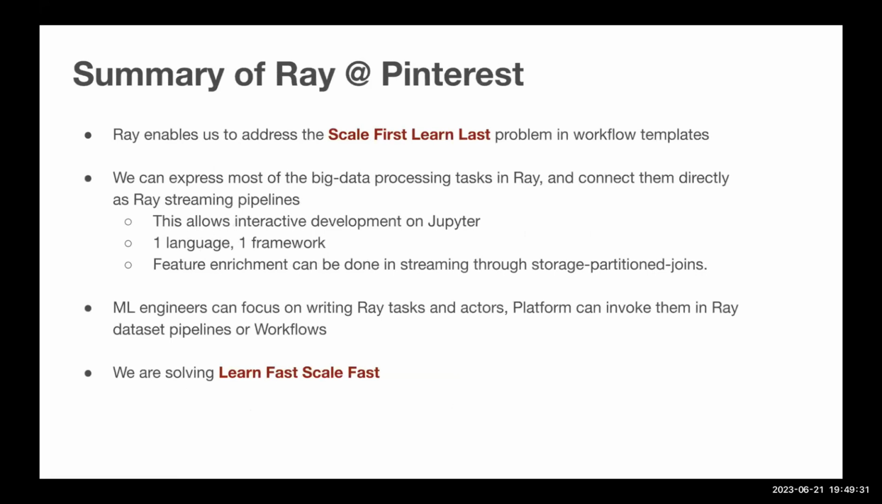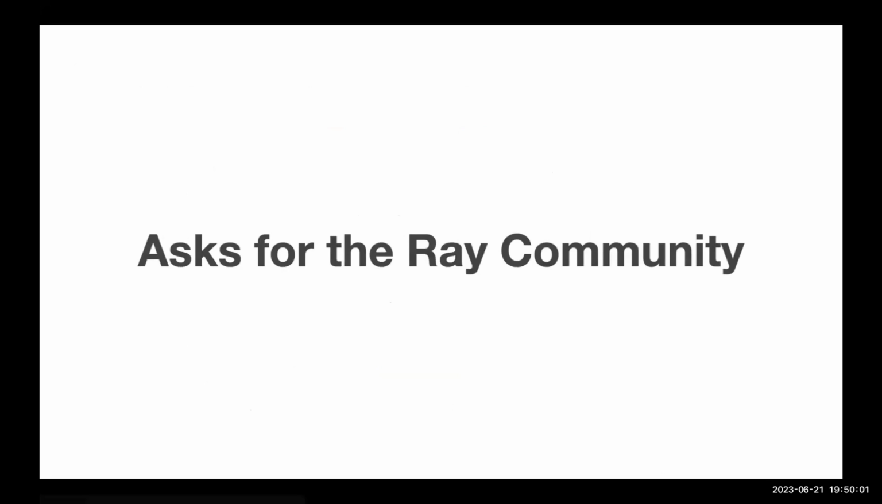So to summarize, Ray allows us to solve the scale first, learn last problem, flip it to learn fast and scale fast. We can express most of the big data processing in Ray and connect them as Ray streaming pipelines, the good stuff I talked about. And then ML engineers will be given one tool. They can focus on writing tasks and actors. And so this is a summary of Ray at Pinterest.